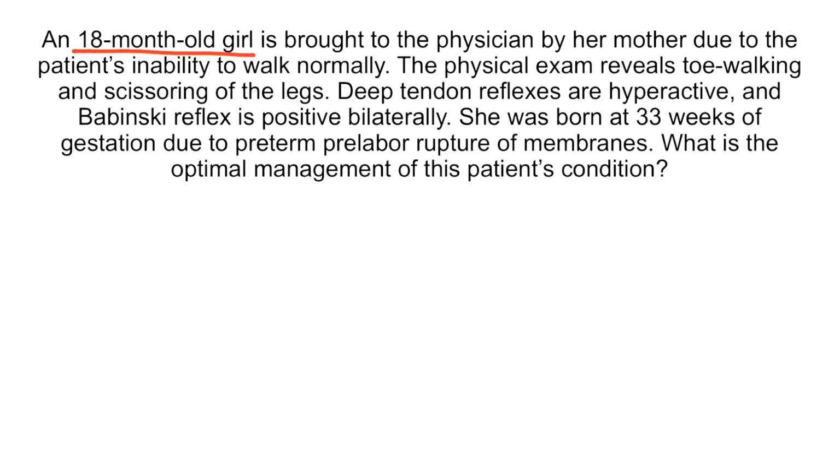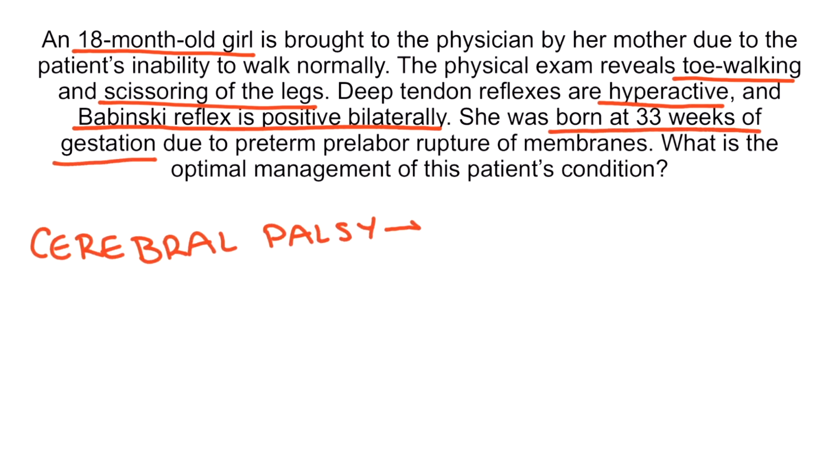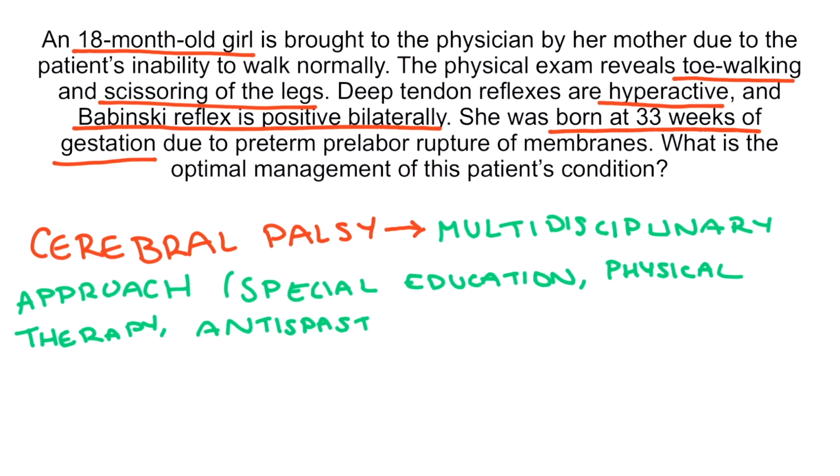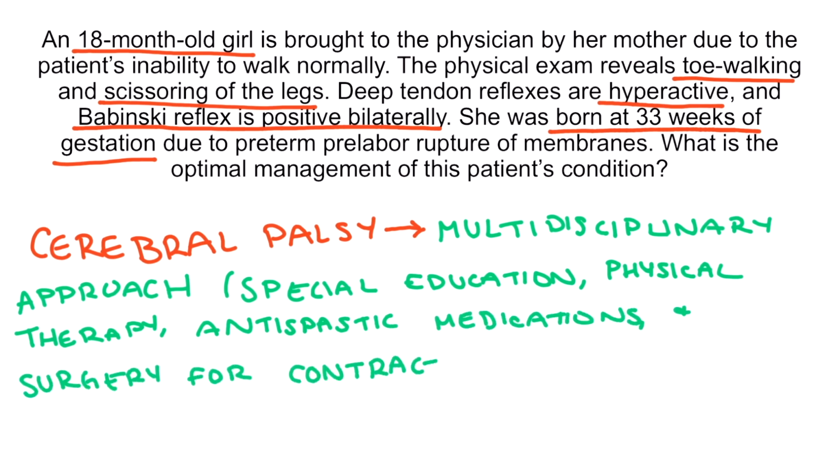This 18-month-old girl presents with toe walking and scissoring of the legs. This finding indicates hypertonia in the lower extremities. Deep tendon reflexes are hyperactive and Babinski reflex is positive bilaterally. These clues suggest upper motor neuron damage. Given all these findings and the fact that she was born preterm at 33 weeks of gestation, she likely has spastic cerebral palsy. The optimal management of cerebral palsy is a multidisciplinary approach involving special education, physical therapy, antispastic medications, and surgery for contractures.